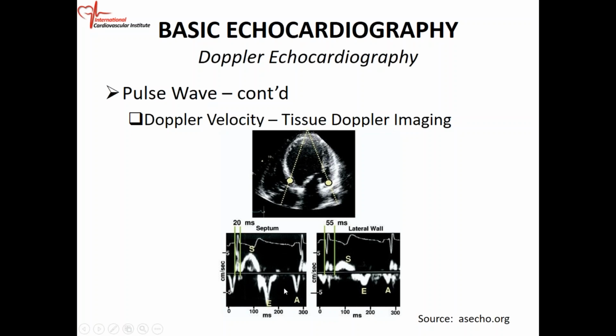In diastole, you actually get two components. You have what we call your E prime and your A prime. E prime, A prime. Okay? Because in diastole, the muscle moves away from the transducer, so it's going to be below the baseline. So you get an E prime and an A prime.